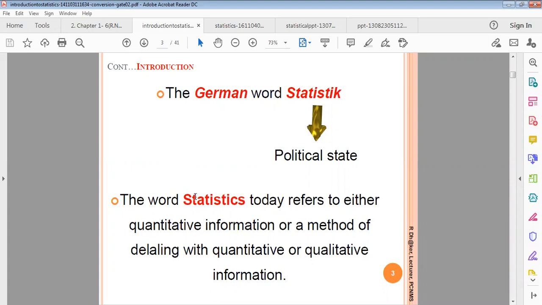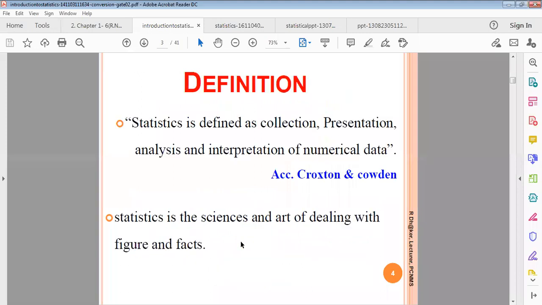State means you must know the area of a country. And tistic means actually knowledge about. Statistics means knowledge about state. So the word statistics today refers to either quantitative information or a method of dealing with quantitative or qualitative information. So as a definition, what is statistics actually? According to statisticians, statistics is defined as collection, presentation, analysis, and interpretation of numerical data.